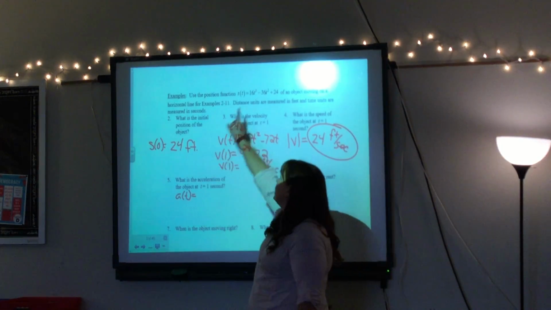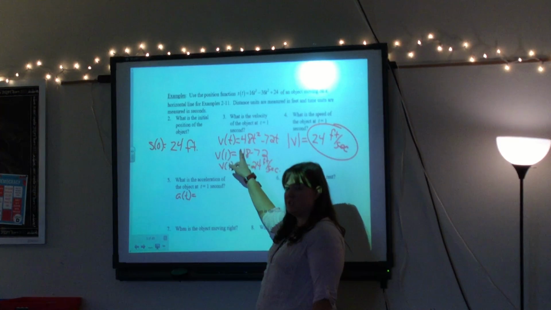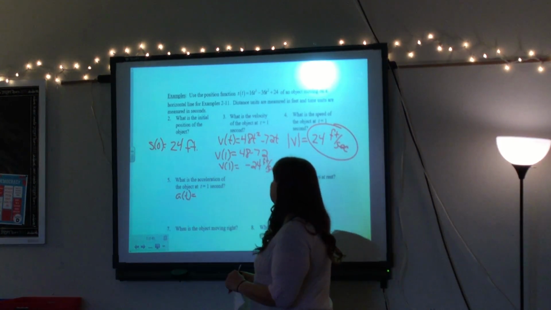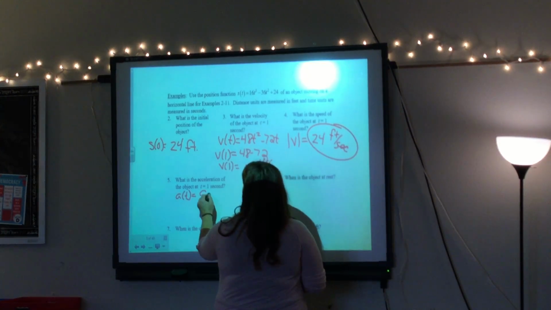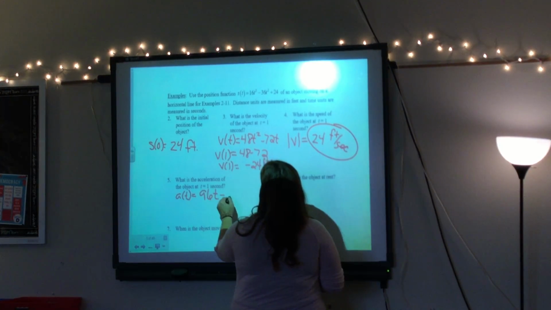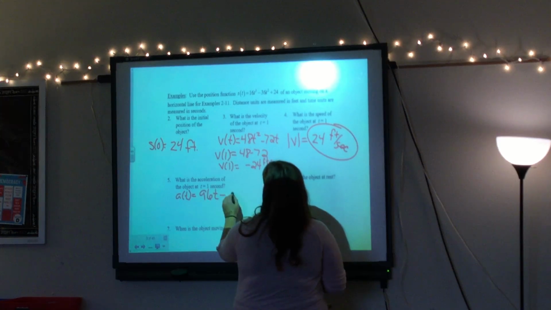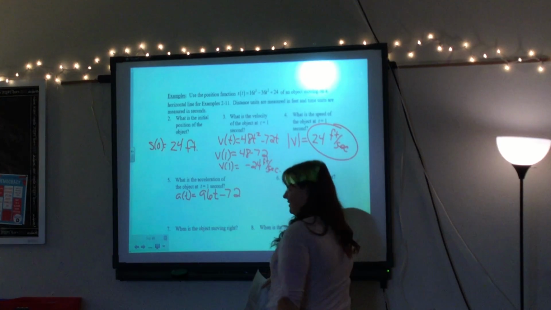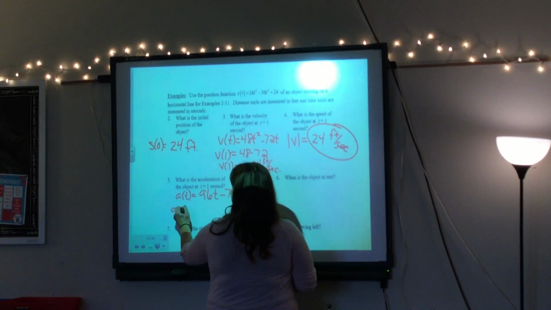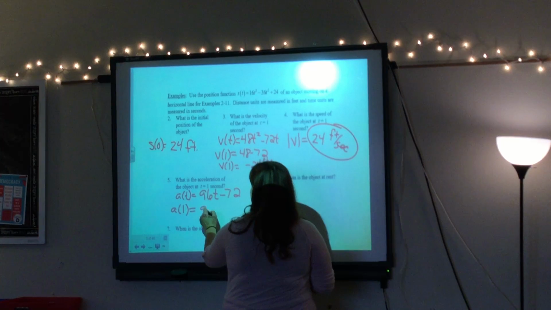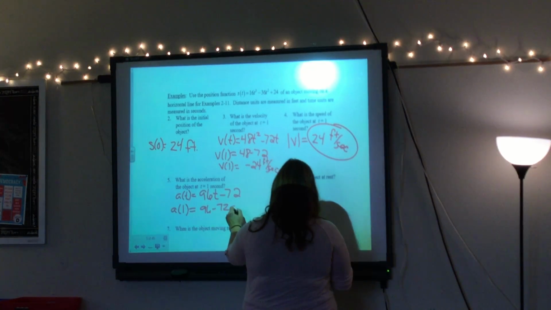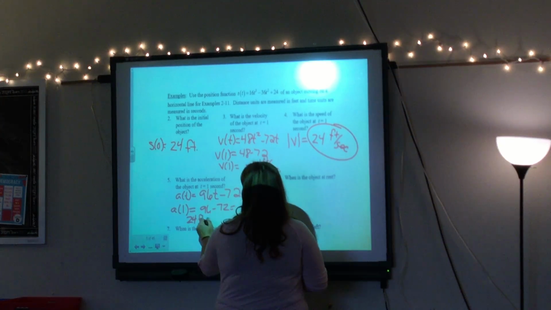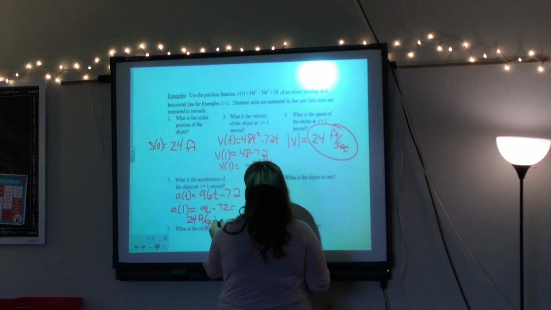Here's our position function, our velocity function. So our acceleration function is 96t minus 72. We plug in t equals 1: 96 minus 72 is just 24. So the acceleration at 1 is 24 feet per second squared.